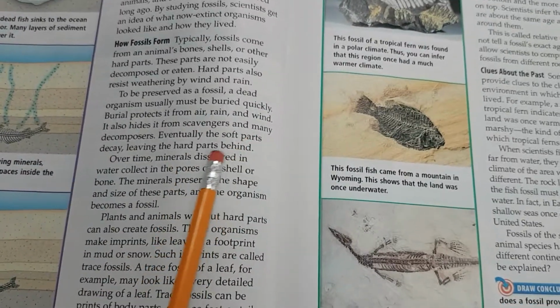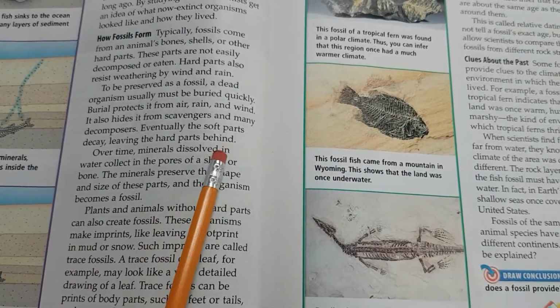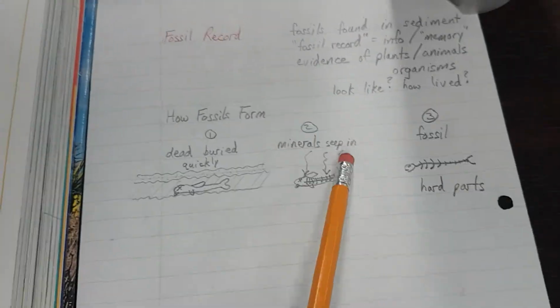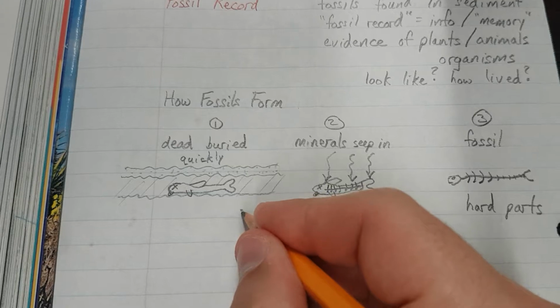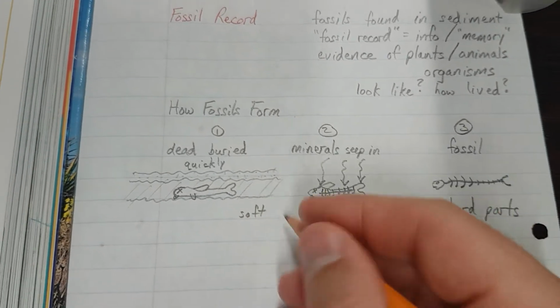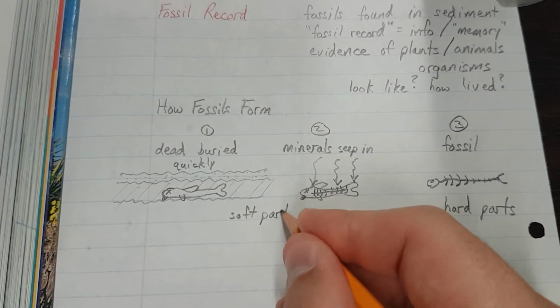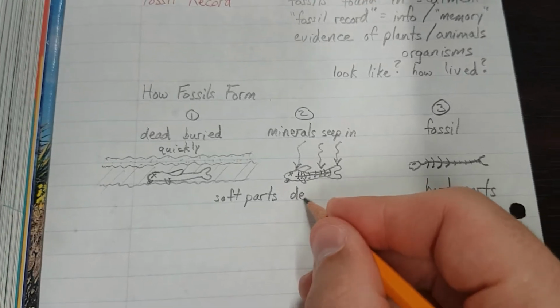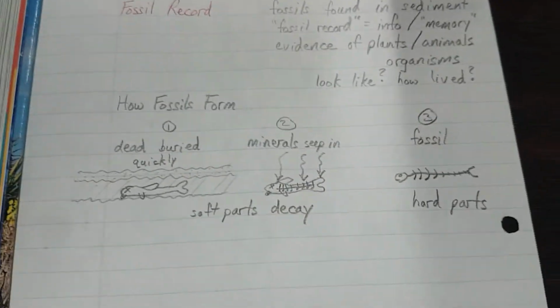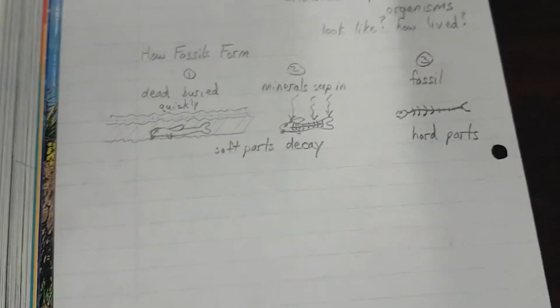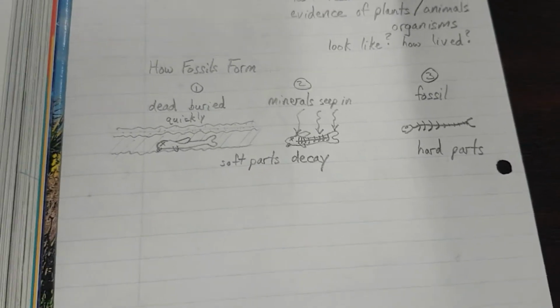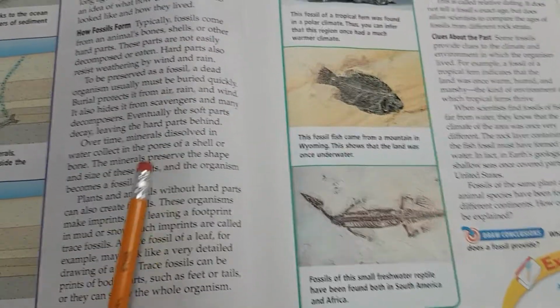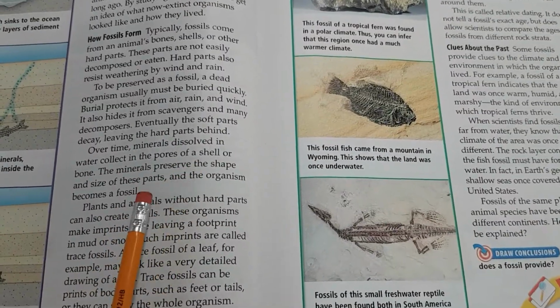Okay, let's see. Eventually the soft parts decay, leaving behind the hard parts. So that kind of happens while the minerals are seeping in, right? That happens both in step 1 and step 2. Soft, S-O-F-T, parts, P-A-R-T-S, decay, D-E-C-A-Y. So the soft parts decay and eventually like disappear, get eaten, get washed away by the minerals seeping in, that sort of thing. We talked about the minerals coming into the pores.